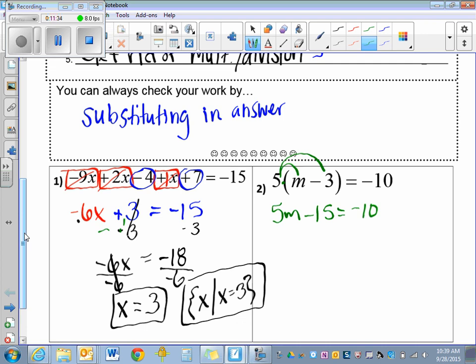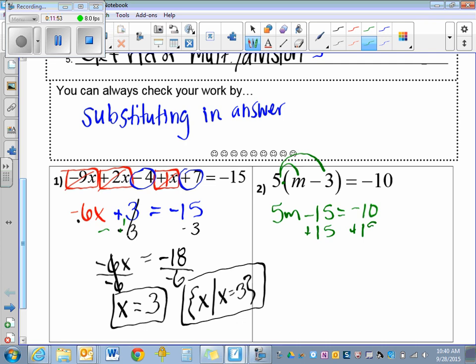Yeah, we're doing 5m minus 15, right? So we need to do the opposite of that to get rid of it. So Tayshawn, what do we do then? If we're currently subtracting 15, we need to do the opposite. What's the opposite of subtracting? Okay, so we need to add the 15 to both sides.